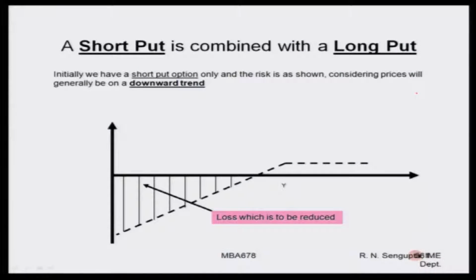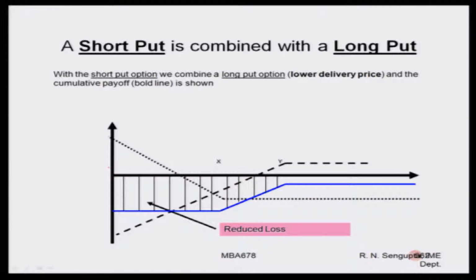Again, I am continuing the same thing with different combinations. You have a short put option and you think this is a downward trend. This is the overall loss, again A, B, C, this triangle area. Then you combine with a long put option, but with a lower delivery price. Now you will see the overall risk, which was this triangle, has been reduced.